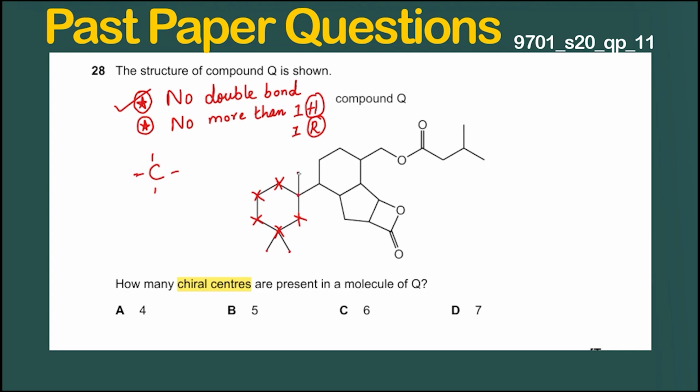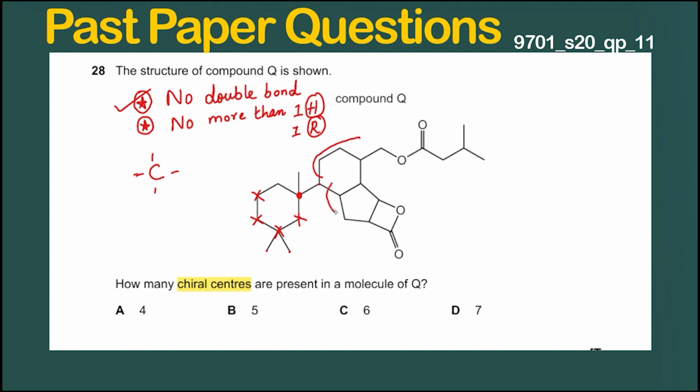This carbon is attached with the CH3 group. There is one hydrogen. This group is different. On this side, this group is different. This group is different. So that's why this must be a chiral carbon. So this is your first chiral carbon. Let's have a look on this. On this side, it is attached with a different group.